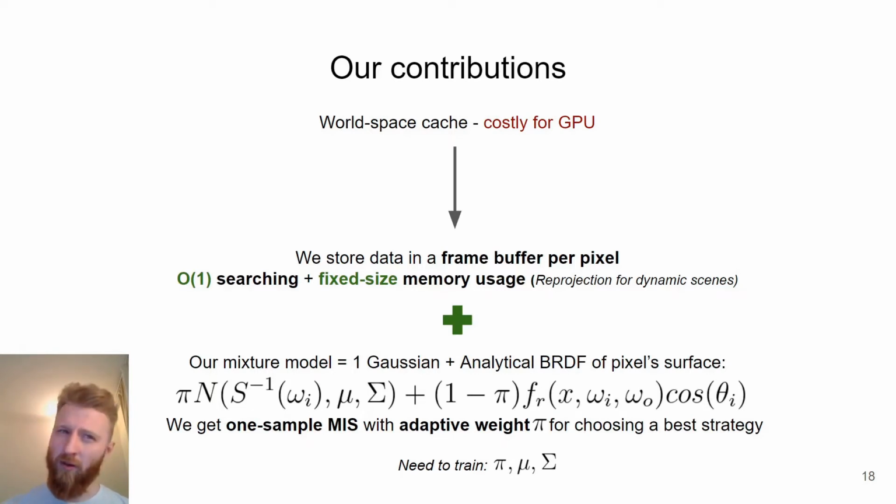From one point of view, it allowed us to achieve one-sample multiple importance sampling, where the first strategy is based on the normal distribution, and the second strategy is just regular BRDF analytical sampling. Compared to the work of Vorba, Karlík et al., which also uses multiple importance sampling, our technique trains the probability of choosing the best strategy. And it's possible because we bind our mixture models to pixel surfaces. It won't be possible for world space storage.